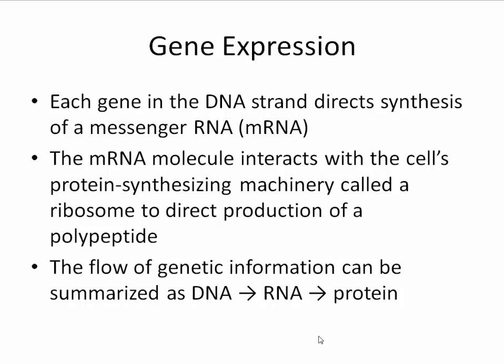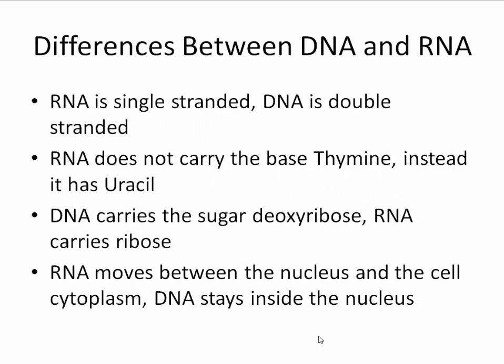Each gene in the DNA strand directs synthesis of one messenger RNA. The messenger RNA actually interacts with the cell's protein synthesizing machinery, or the ribosome, to direct production of a polypeptide. So the flow of genetic information is summarized as DNA to RNA to protein.